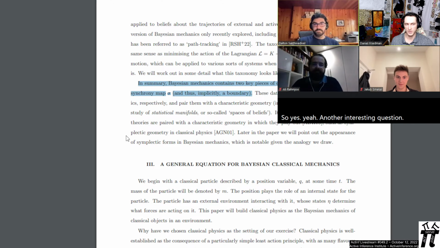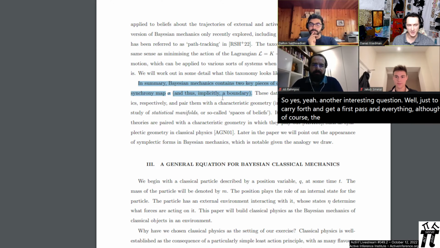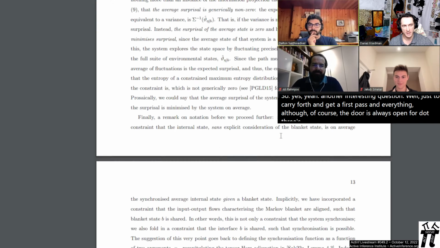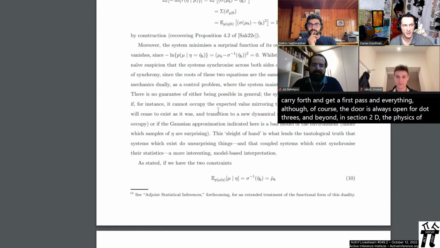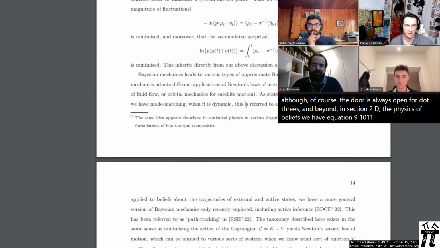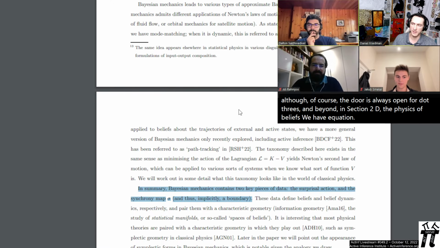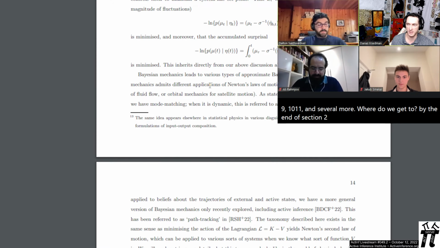Great. Well, just to carry forth and get a first pass and everything, although of course the door is always open for dot threes and beyond, in section 2D of Physics of Beliefs, we have equations 9, 10, 11, and several more. So where do we get to by the end of section 2D? What's the key piece here?